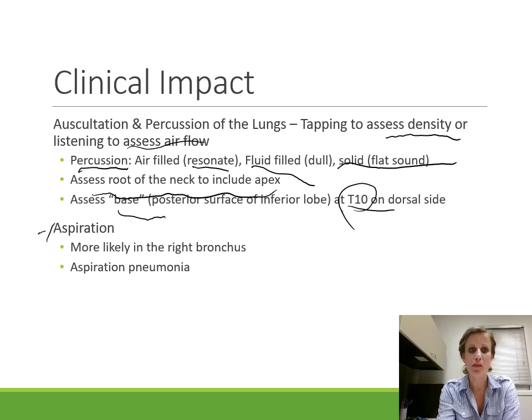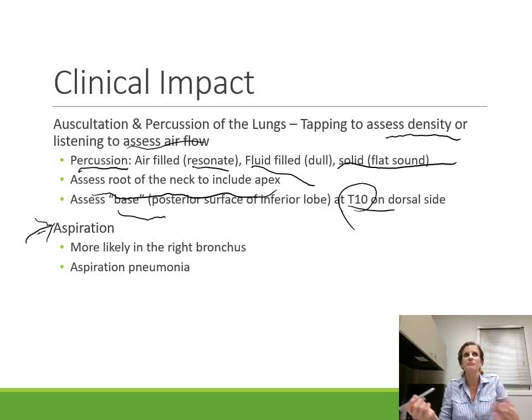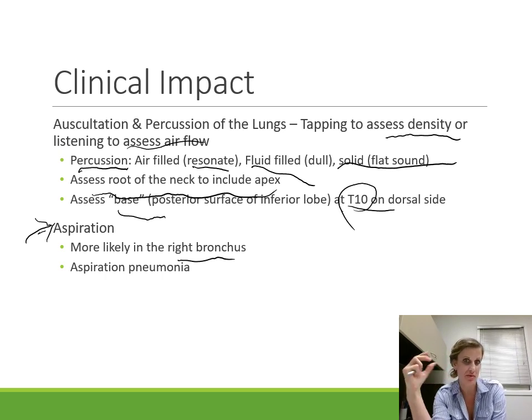Aspiration occurs when something enters into the respiratory tract. So we can aspirate liquids, and we can aspirate solids. Typically, if some foreign object is going into the lungs, it's more likely to lodge in the right bronchus. We talked about that. That was just because of the anatomy of the bronchus.